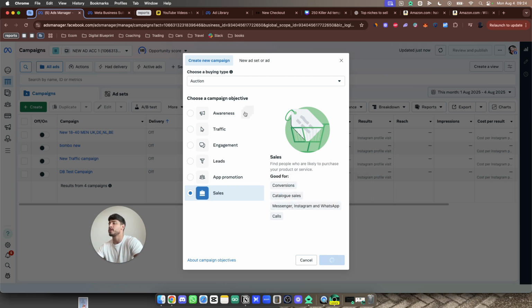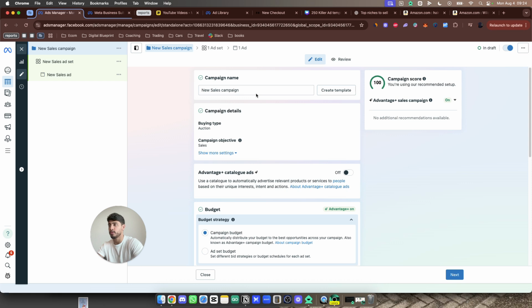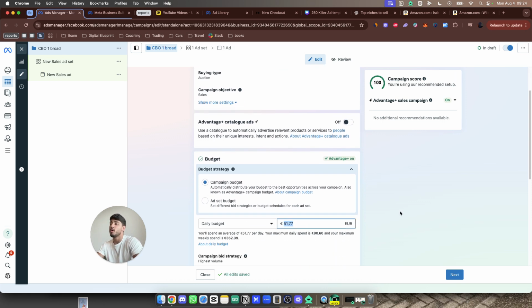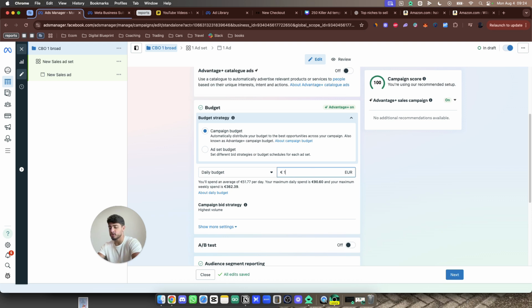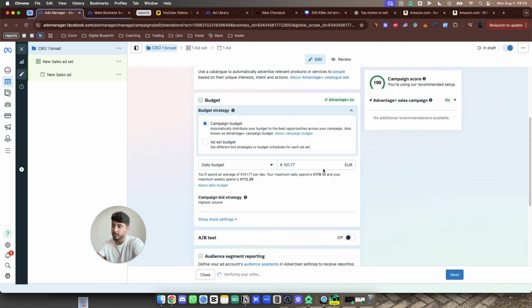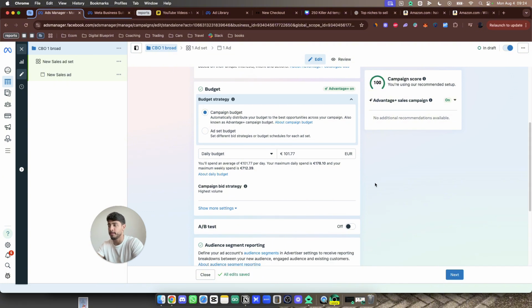When you click continue, of course, you can name your own campaign whatever you want, like CBO, broad, whatever. You get the point. When we come over to the budget, we're just going to put it at 101.77. The reason we do this is that Facebook is a bidding platform. Usually you're going to be bidding above people here.